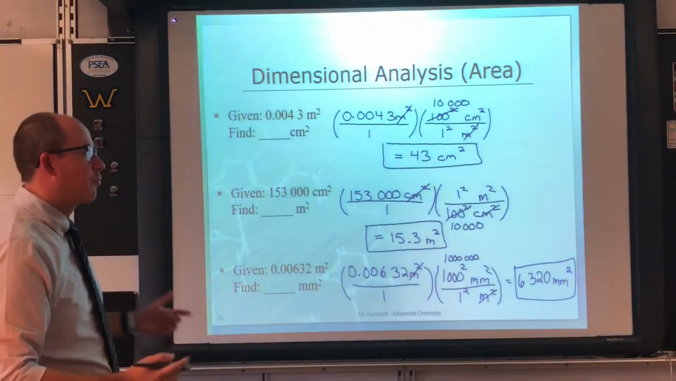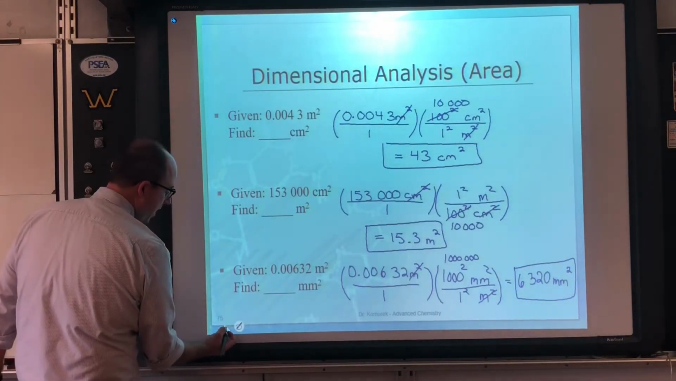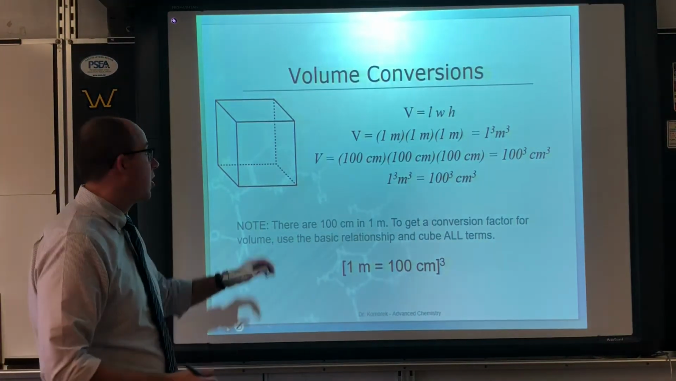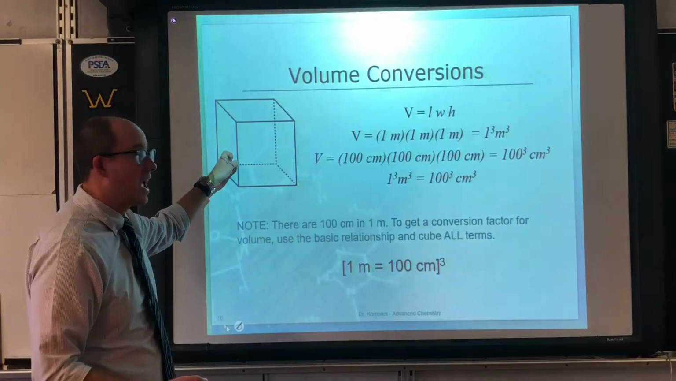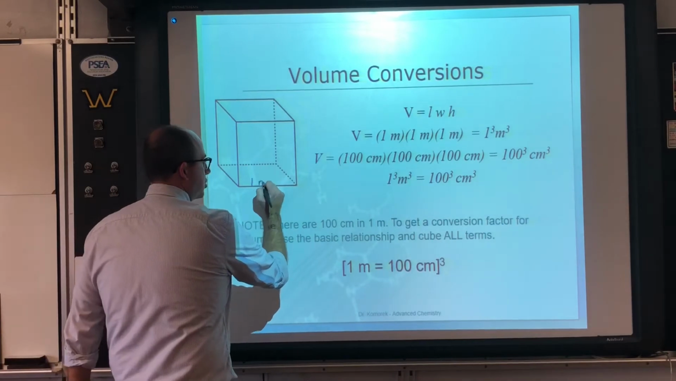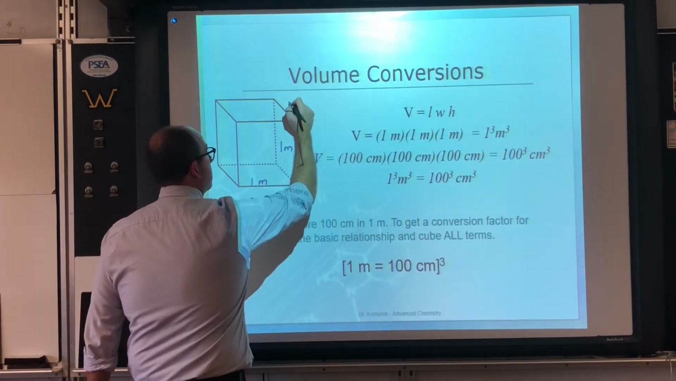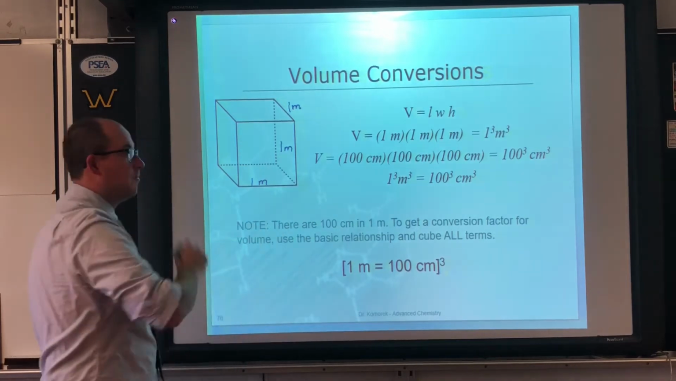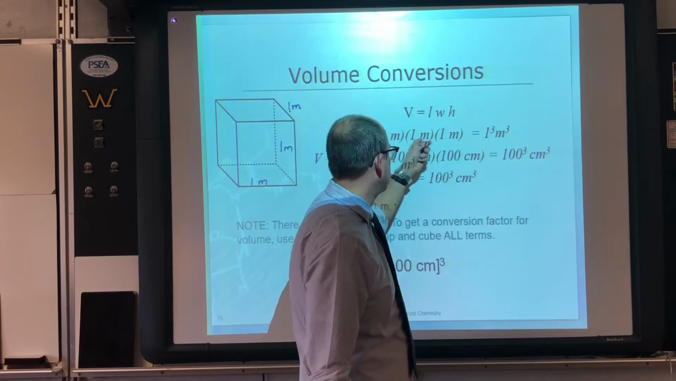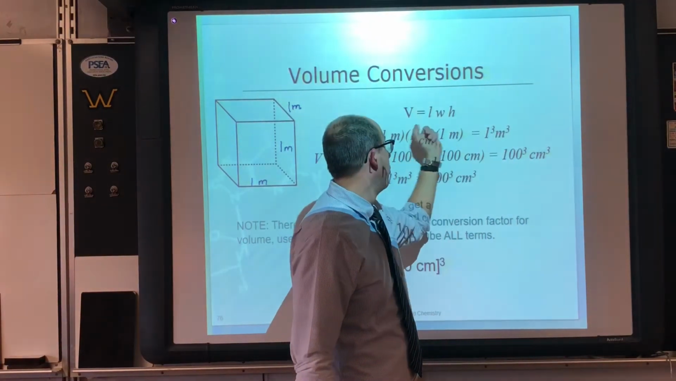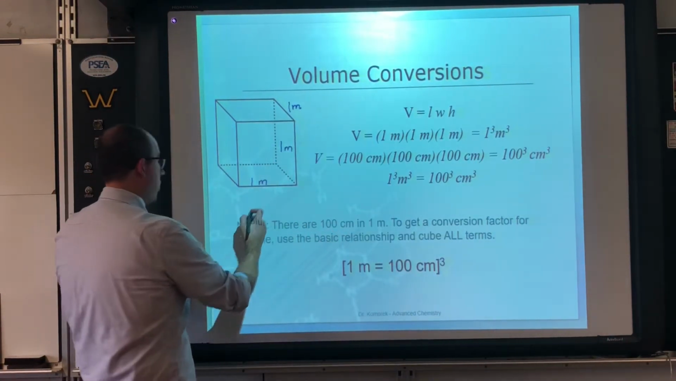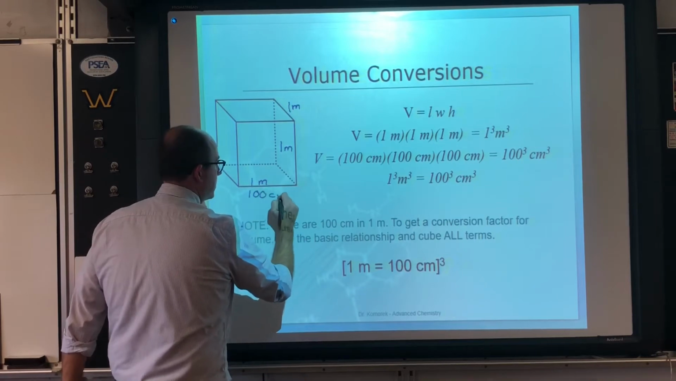We can take the same idea, the same premise, and apply it to volume. The simplest formula for volume is volume for a square or rectangular box, V equals length times width times height. So if we assume this box measures 1 meter by 1 meter by 1 meter, substituting in for the volume, we get 1 meter times 1 meter times 1 meter. Meter times meter is meter cubed. 1 times 1 times 1 is 1 cubed. If each of these sides is 1 meter, then it's also 100 centimeters.